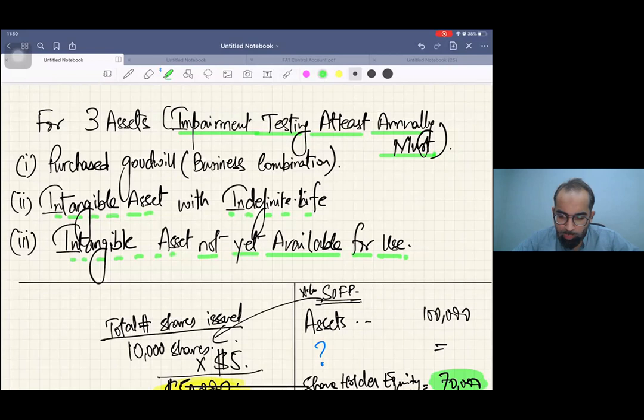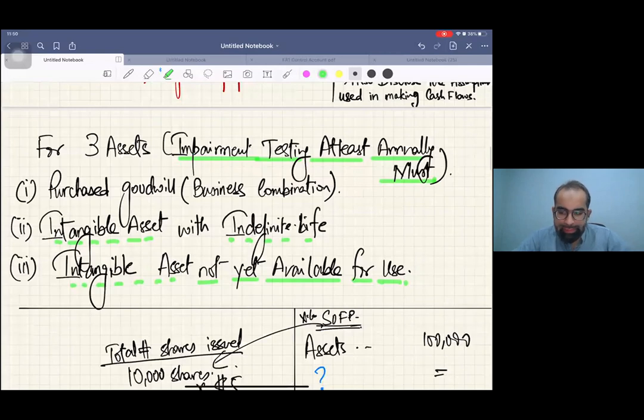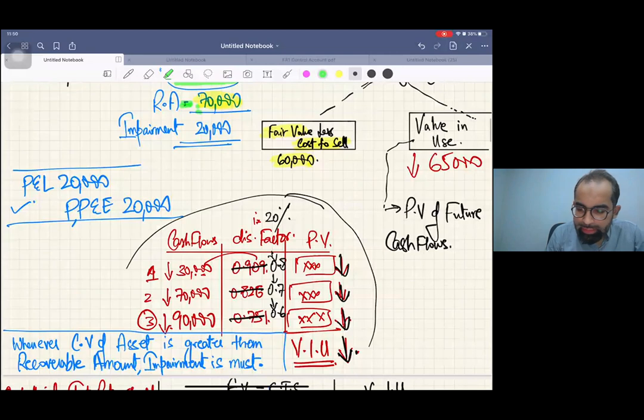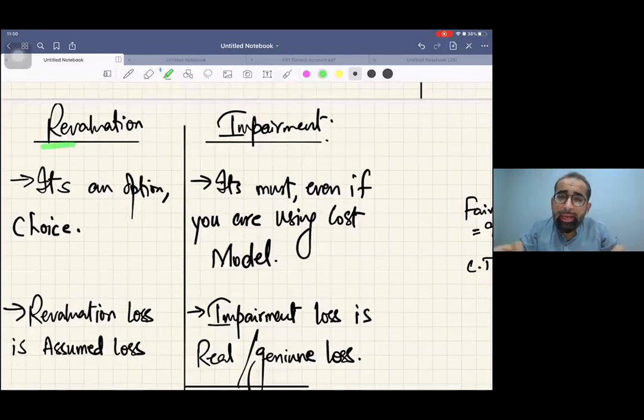So now we are moving forward with a very good question. What is the difference between revaluation and impairment? This question, you know, some employers ask during interviews. Okay, so you must know this. So in very basic terms, look at here.